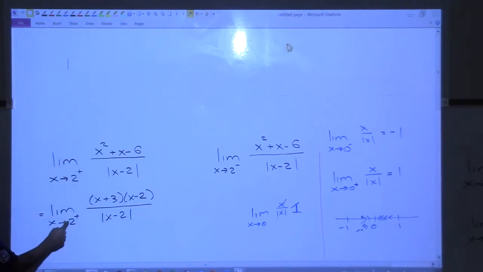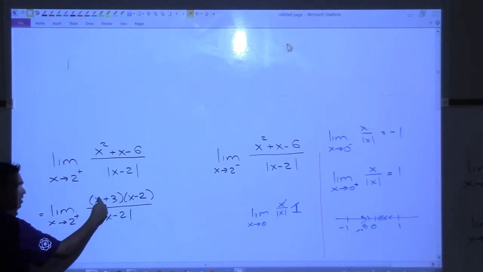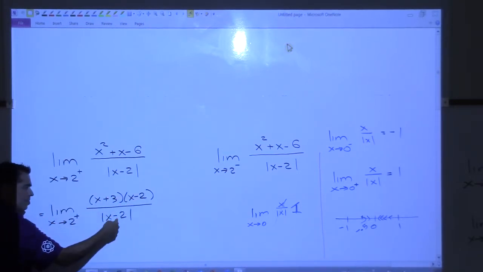We're coming in from the right. Now we know that this is approaching 5, right? That's approaching 5? Yes? Okay. The question is this piece.